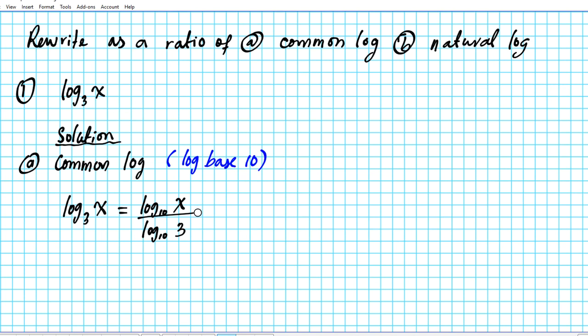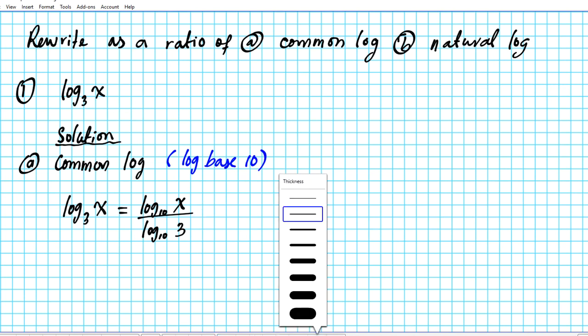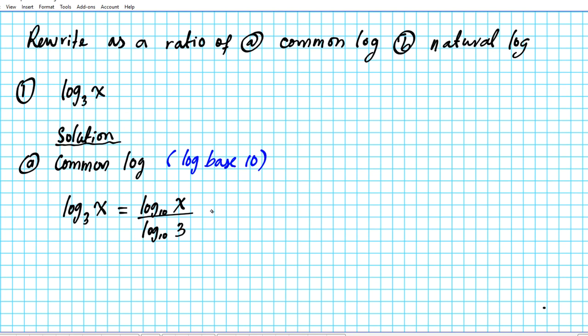Now one thing you want to remember is that when you write log base 10, it's customary in the mathematical community to omit the specification of that base. So this becomes log of x divided by log of 3. Whenever it's base 10, you do not need to specify what the base is.